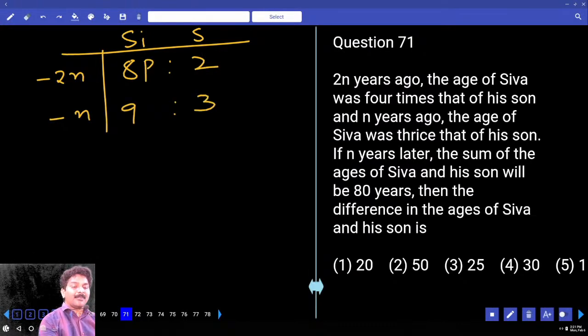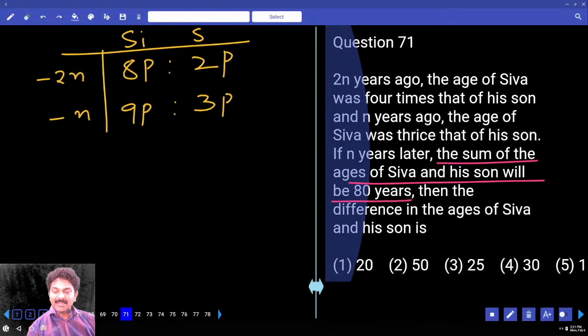9:3. For Shiva, how many parts increased? For son, how many parts increased? So now can we conclude something? What? 1 part is equal to n years. Okay, right. Next. The sum of ages of Shiva and his son will be 8 years.